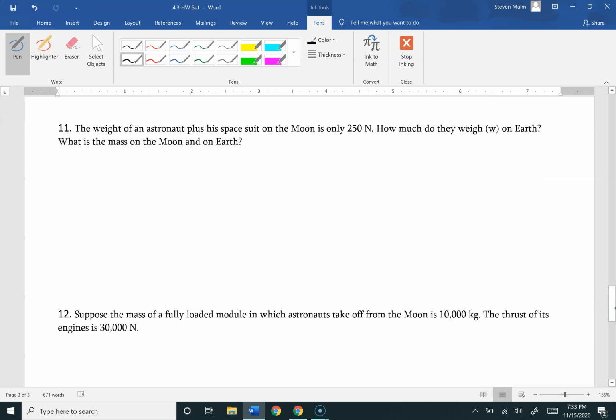Number 11 says that the weight of an astronaut plus his spacesuit on the moon is only 250 newtons. And remember, weight equals mass times gravity. And so if weight is 250 newtons times gravity, how much does this person in particular weigh on Earth? And now, here's our big question. What is the gravity of the moon?